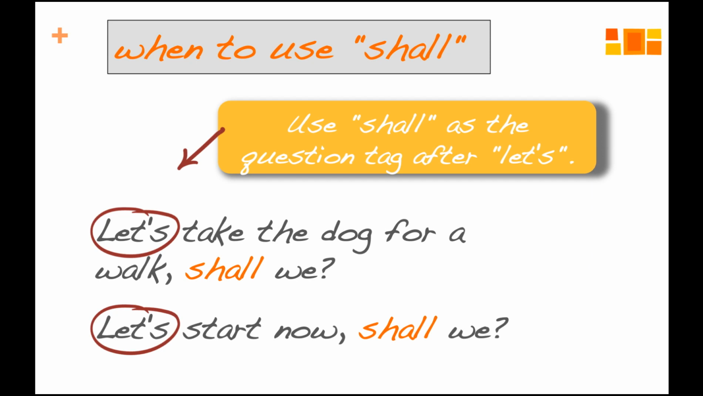In combination with let's, shall becomes your question tag, and you want to remember this. Use shall as the question tag after let's. Let's take the dog for a walk, shall we? So let's start now, shall we? So when can you use shall? You can use shall when you're talking about future plans. You have to use shall with I and we only. Use shall in questions when you're asking for someone's opinion or when you want to make an offer. And please, you have to use shall as the question tag for let's. Let's take the dog for a walk, shall we? Let's start now, shall we?